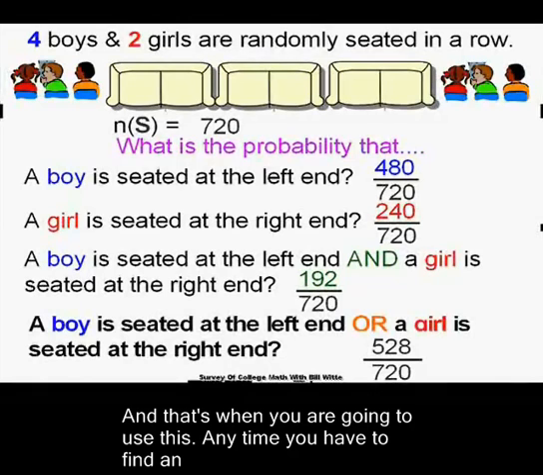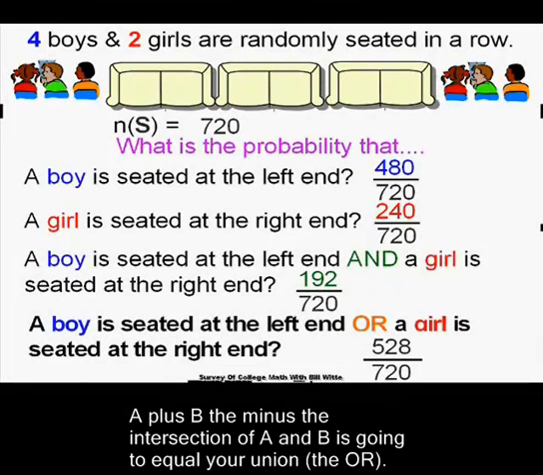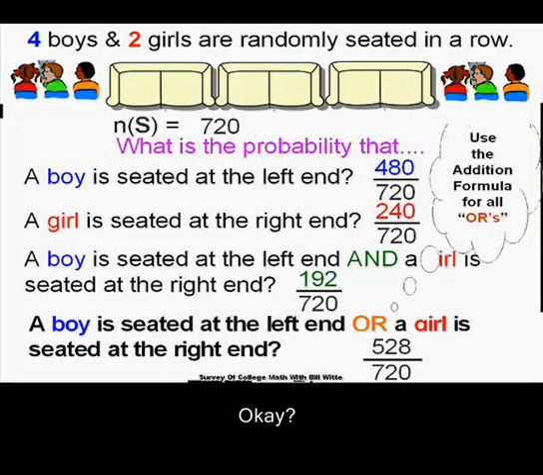It's going to be tough, but anytime you have an OR is when you're going to use this addition principle of probabilities. A plus B minus the intersection of A and B is going to equal your union. That's the fact. Okay?